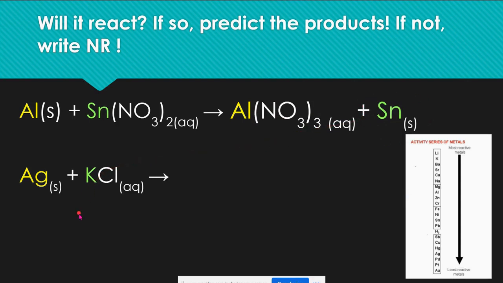Try the next one on your own. Go ahead and pause me. Again, one more time, you're going to use your activity series and ask yourself, is the standalone element more reactive than the element in the compound? And in this case, since this is a metal, silver, you're going to look at the metal in the compound. So is silver more reactive than potassium? If you answered no, silver is not more reactive than potassium, then it is safe to assume that this reaction will not occur, and therefore it would be appropriate to put NR, no reaction.